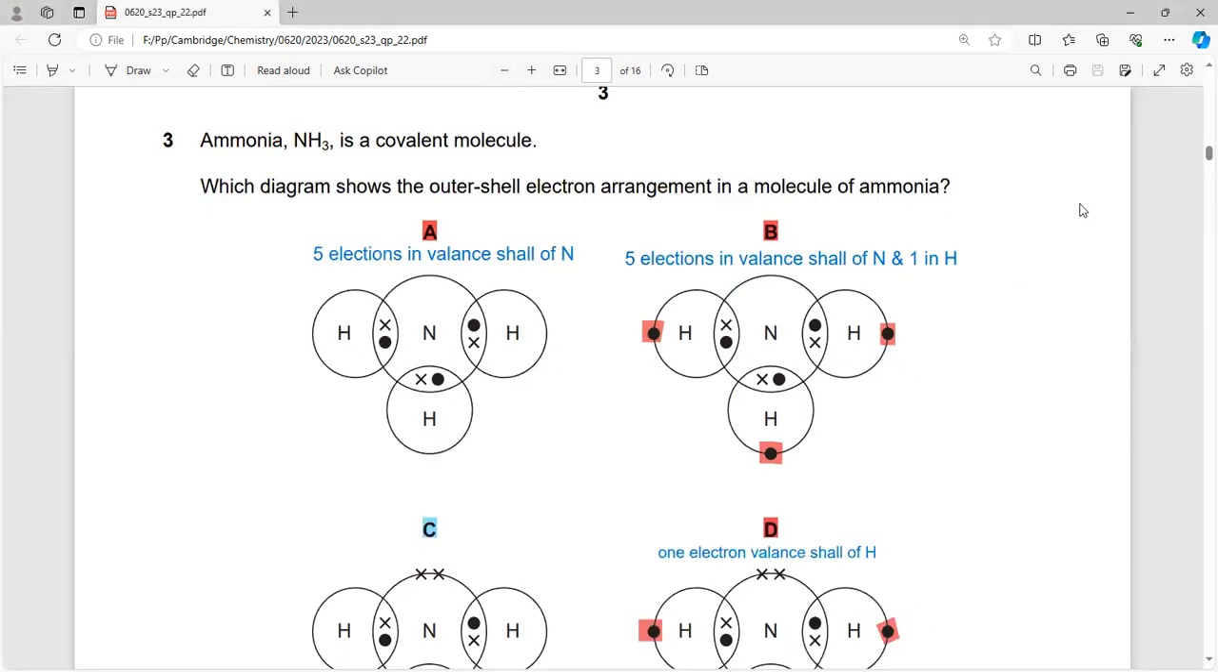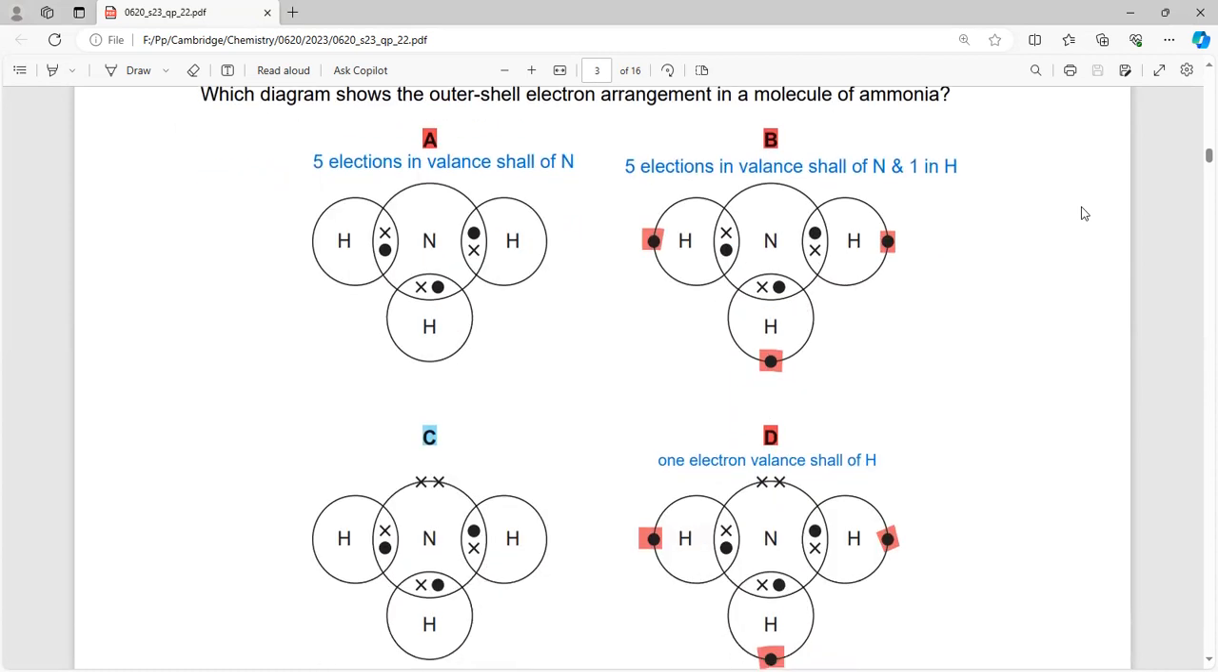Ammonia is a covalent molecule. Which diagram shows the outer shell electron arrangement in the molecule of ammonia? We can see that nitrogen is in the 5th group in the periodic table, so the outermost electrons are 5. Hydrogen is in the 1st group in the periodic table, so the outermost electron number is 1.